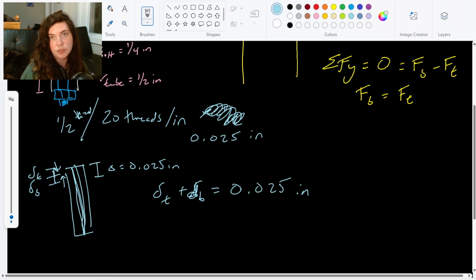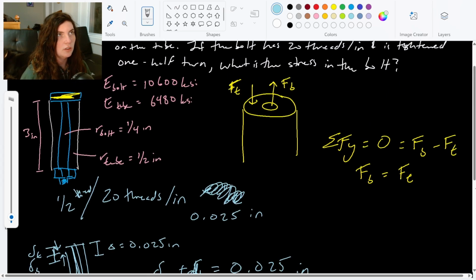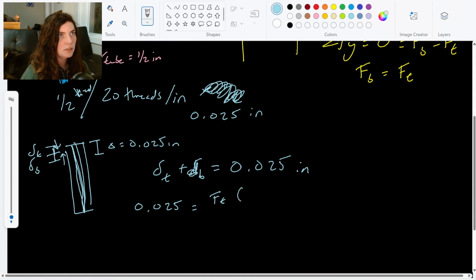Then we can go and substitute in our axial load equation. Right, so we got 0.025 is going to be Ft, force in our tube, and our tube is 3 inches long. Looking at our diagram, our tube is 3 inches long, and that is over area of the tube times modulus of elasticity of the tube. I guess we could substitute those in. No harm in putting those in right now.